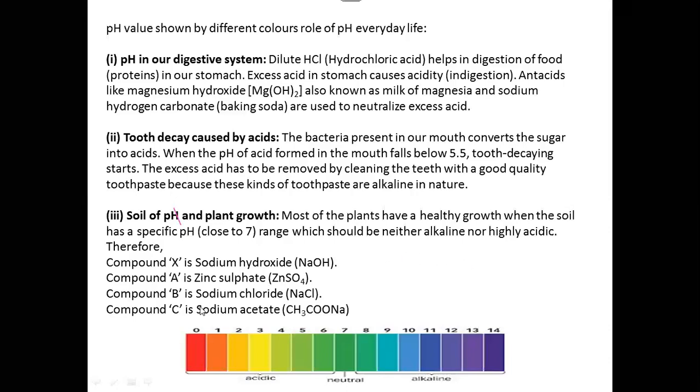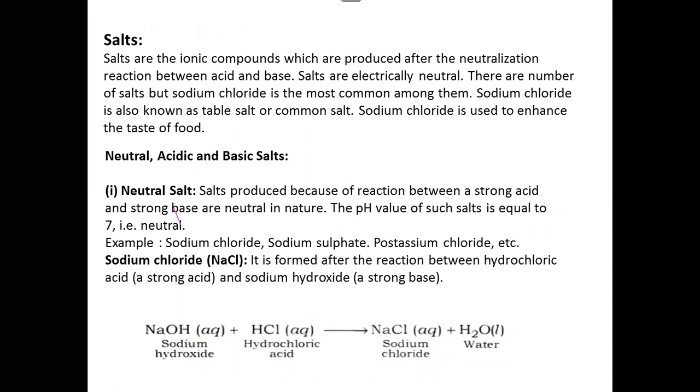Therefore, these are the compounds with their different pH values. The last part of this chapter is to study salts. So what is a salt? Salt is produced by neutralization reaction between acid and base. So salts are ionic compounds which are produced after neutralization reaction between acid and base.